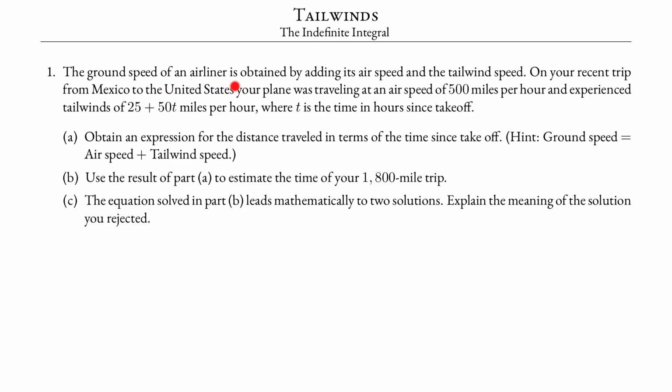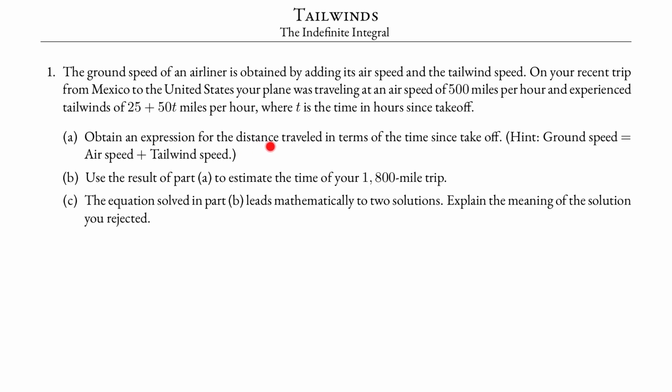The ground speed of an airliner is obtained by adding its airspeed and the tailwind speed. On your recent trip from Mexico to the United States, your plane was traveling at an airspeed of 500 miles per hour and experienced tailwinds of 25 plus 50t miles per hour, where t is the time in hours since takeoff. Obtain an expression for the distance traveled in terms of the time since takeoff.